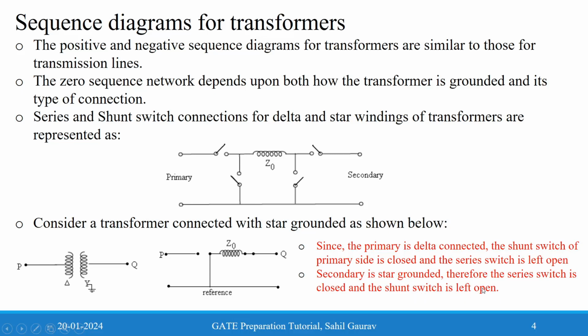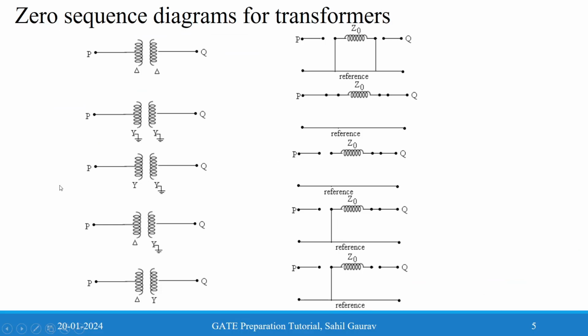Now let us see the examples. They may ask about the zero sequence diagram for a power system network in a 1 mark question. They have asked it previously, so it is important for you to understand how we are going to make the sequence diagram.